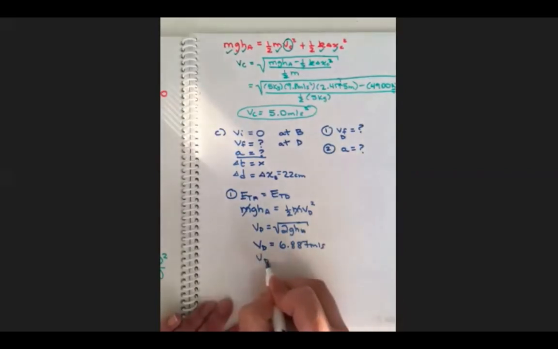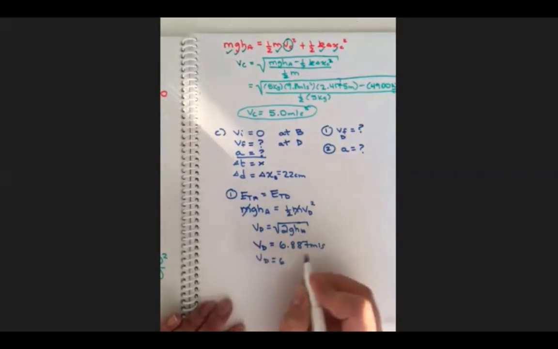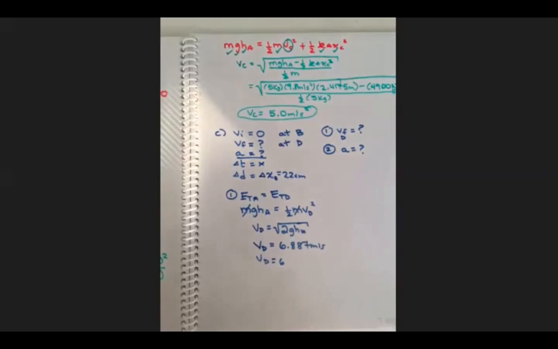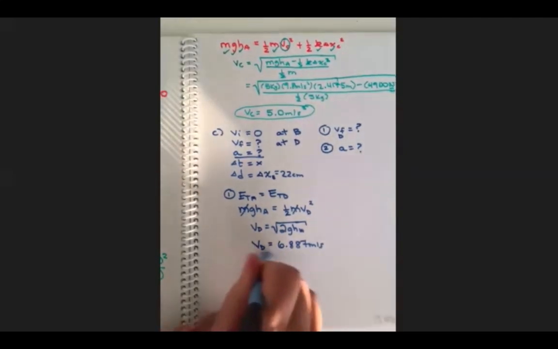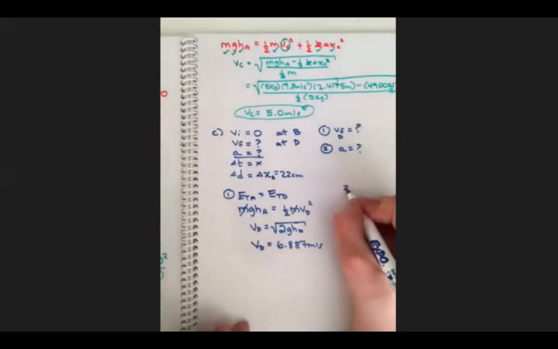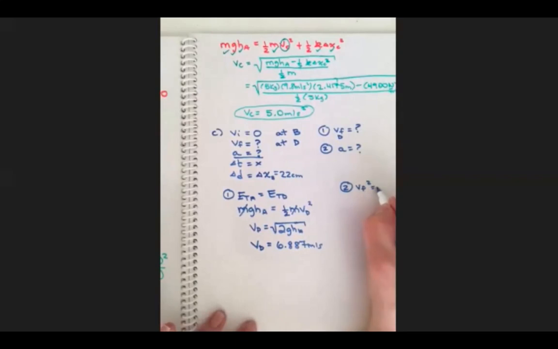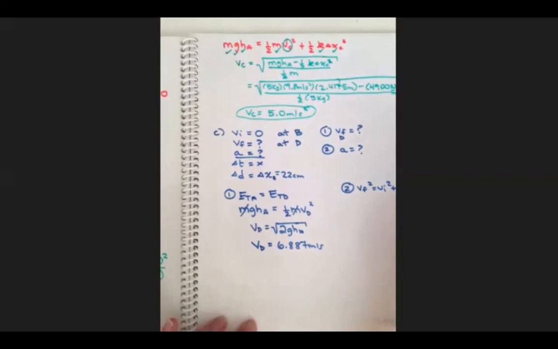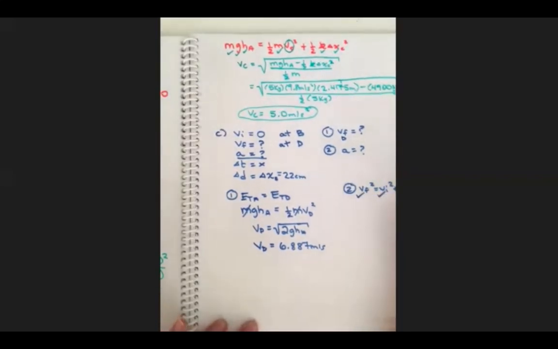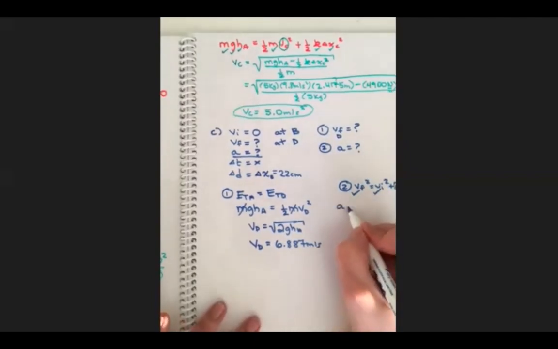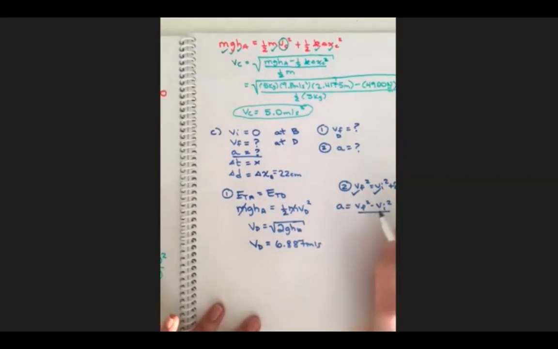So your speed is 6. Actually, there's no need to round it. There's no point in rounding it, because I'm just going to carry this number forward into step 2, and I don't want to accidentally use the rounded number anyways. Vf squared equals Vi squared plus 2a delta d is what's going to connect what I'm looking for, acceleration, with the 3 things that I now have. So acceleration is Vf squared minus Vi squared divided by 2 times delta d.